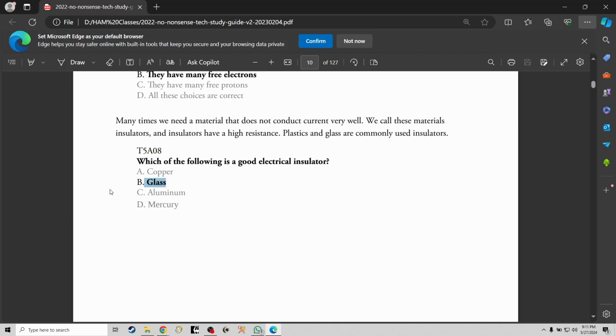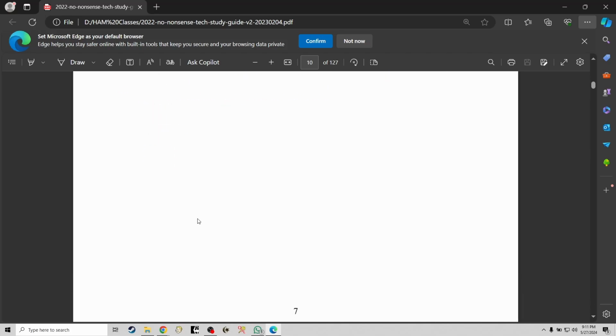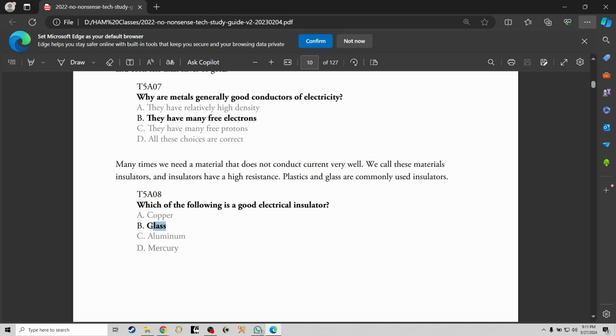If you look at the others, copper is used for electricity. All of the wiring in our house is made out of copper. Aluminum, of course, is a very good metal to conduct electricity also. And mercury is a liquid metal, so it's kind of a metal, and it's a very good conductor of electricity. So they're looking for something that is an insulator, the opposite of a conductor. That is glass.